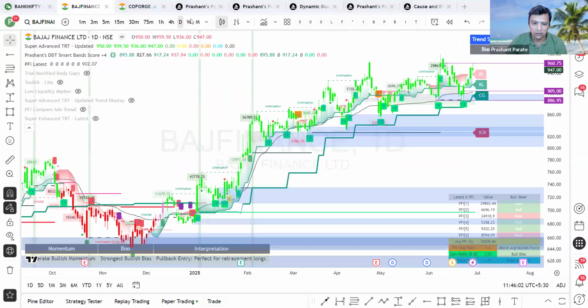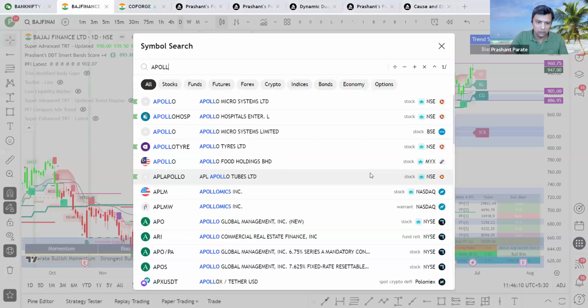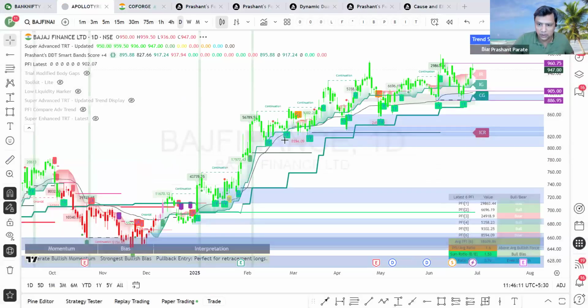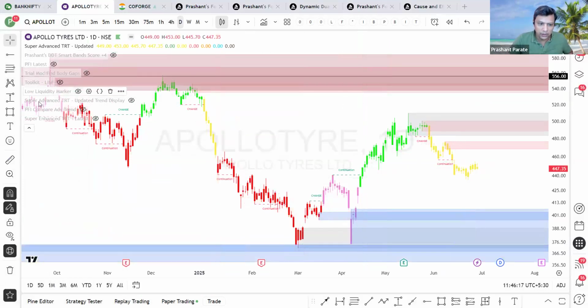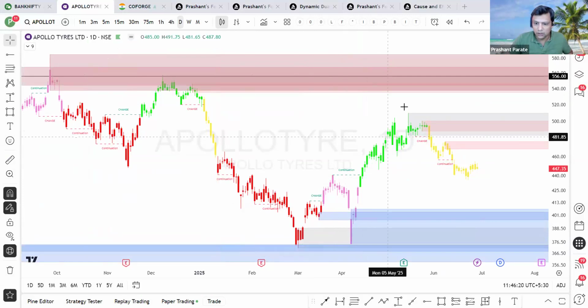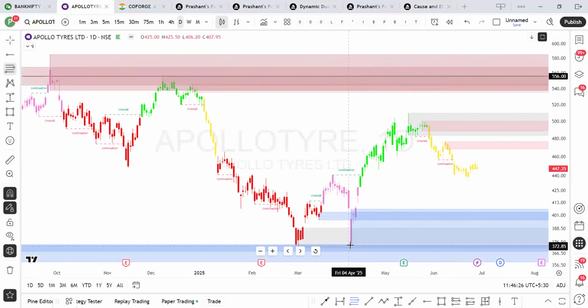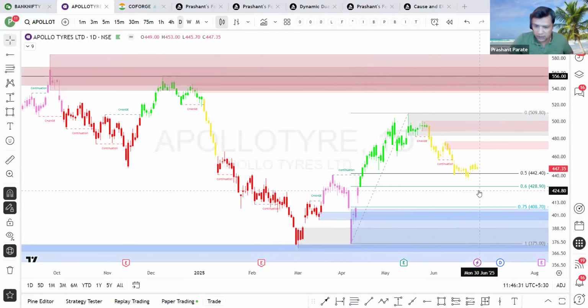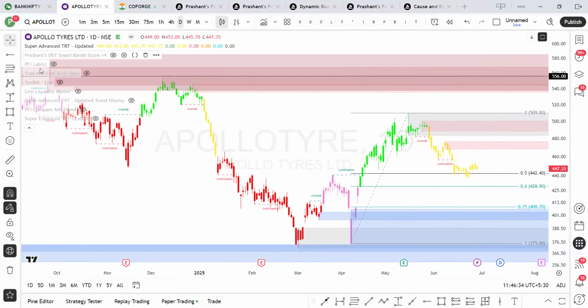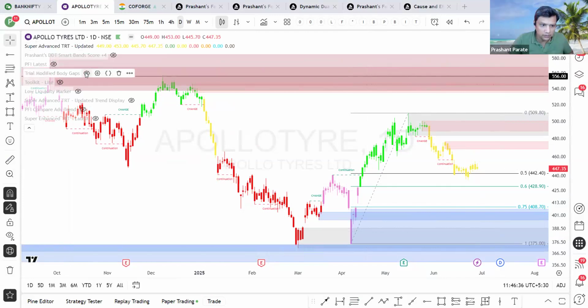Okay, then next is Apollo Tyre. Apollo Tyre daily chart. So, one indicator at a time, green color and coming down for retracement. So there is this continuation after which there is a green color. If we plot from this, it has given 50% retracement. And how are the strong hidden gaps?